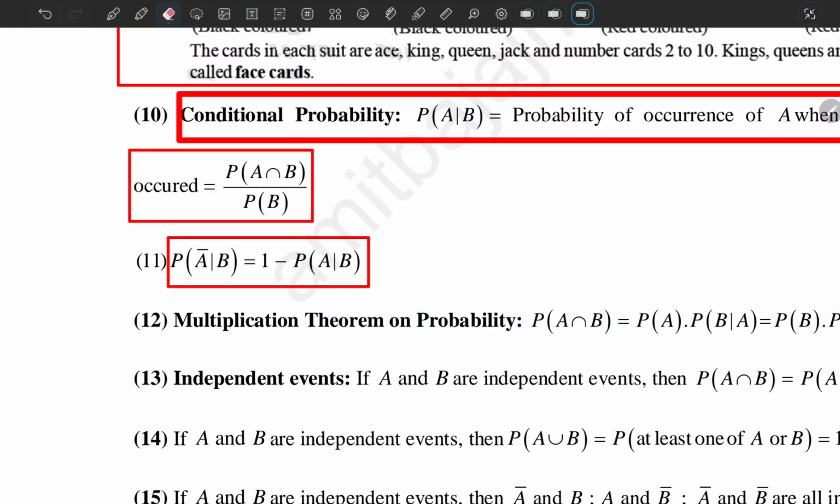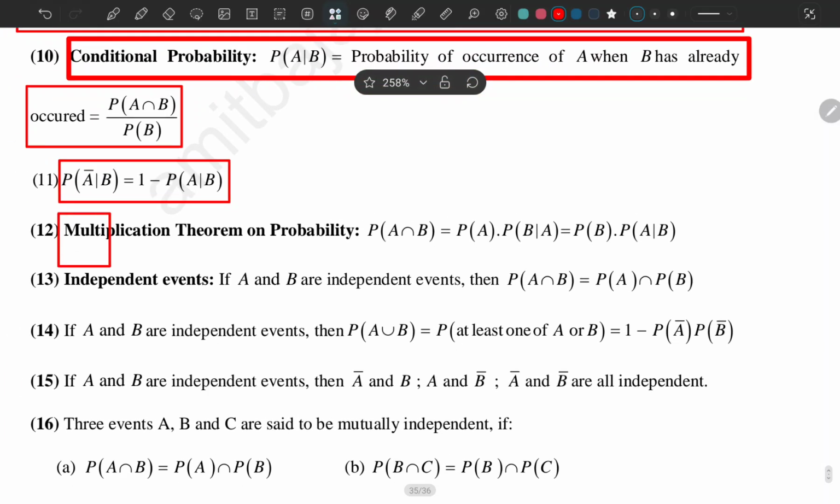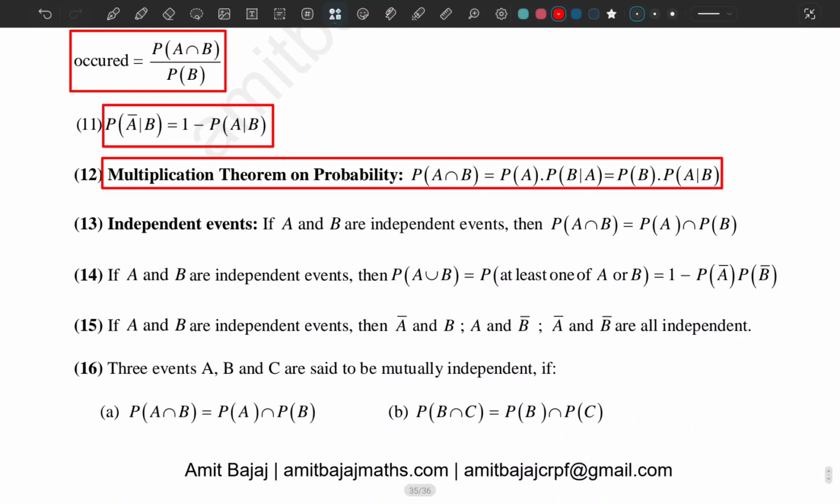Okay. Now the multiplication theorem on probability says that P of A intersection B equals P of A times P of B given A, which equals P of B times the conditional probability P of A given B. It's quite important. Maybe three would be given in a question, and one would be asked, so with the help of the multiplication theorem on probability, you can evaluate that also.